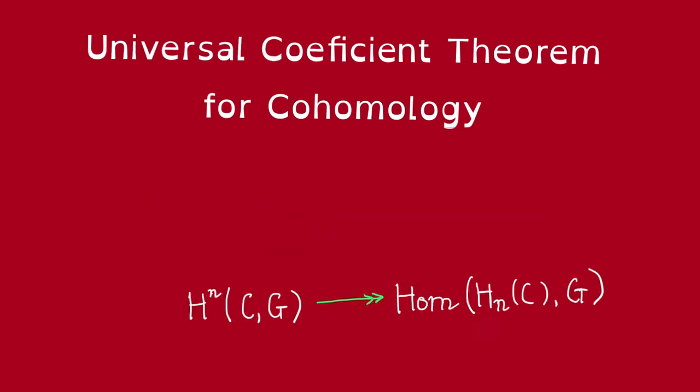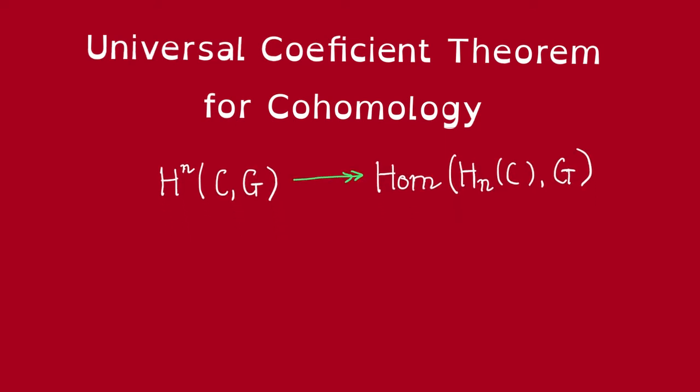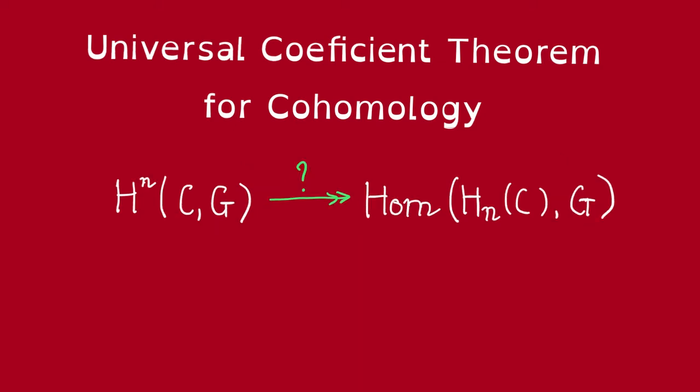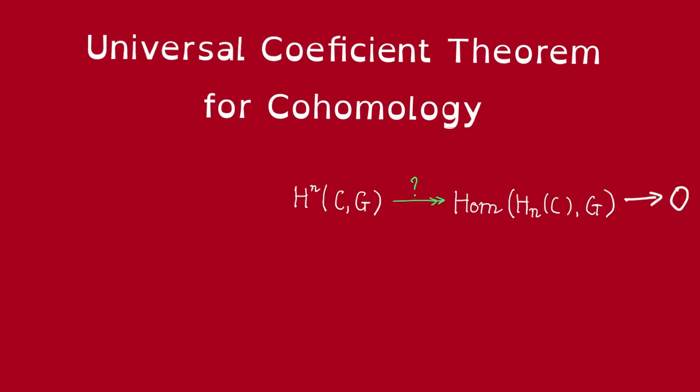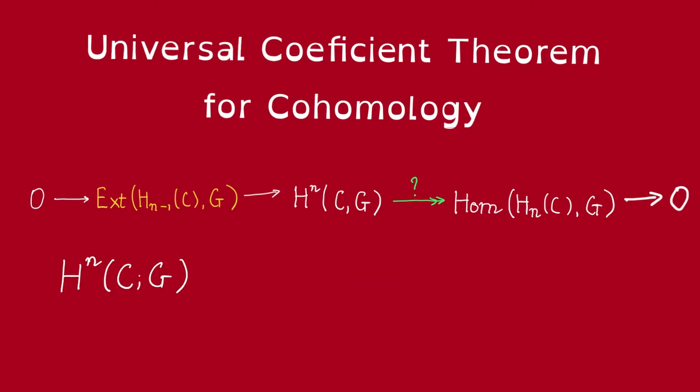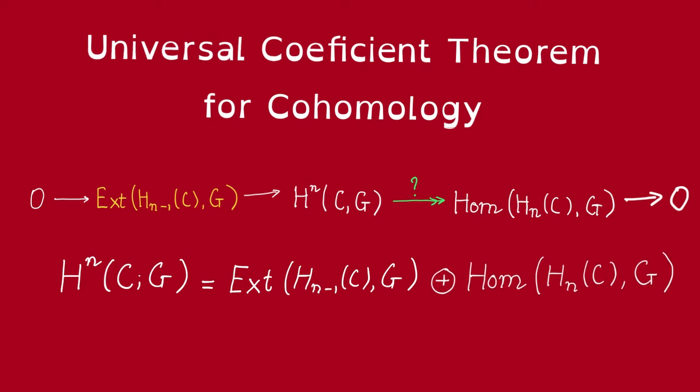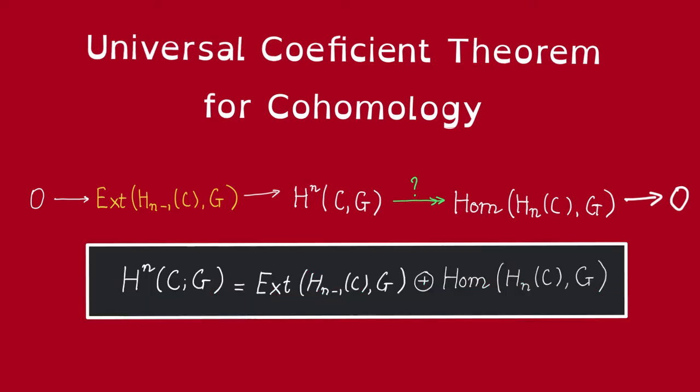However, we do have a surjective map from the cohomology group to the dual of the homology group. In this video, we're gonna define this map, show that it's surjective, and find its kernel. Then we're gonna show that this short exact sequence splits. This will allow us to decompose the cohomology group as the direct sum of this kernel with the dual of the homology group. This is the content of the universal coefficient theorem for cohomology.